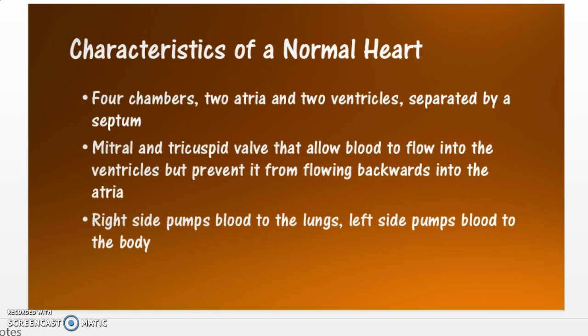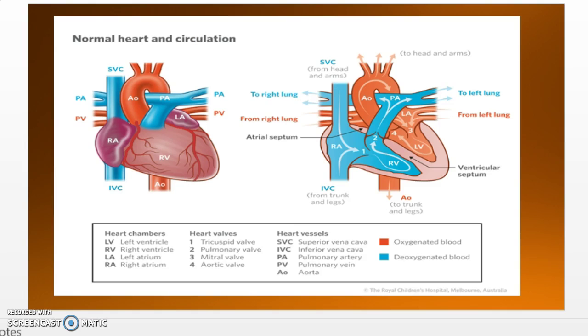A normal heart has 4 chambers, 2 atria and 2 ventricles separated by a septum. It has a mitral and tricuspid valve that allow blood to flow into the ventricles but prevent it from flowing backwards into the atria. The right side pumps blood to the lungs and the left side pumps blood to the body.